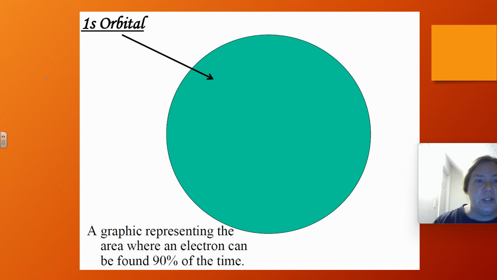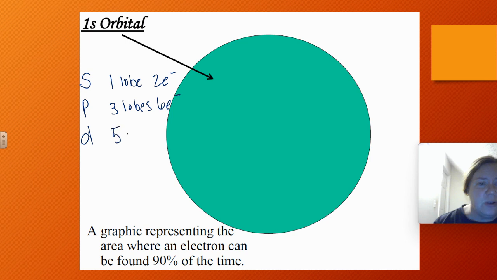But one thing I want you to remember, and you know this from using the periodic table, is an s orbital has basically one lobe that holds 2 electrons. A p orbital has 3 lobes that hold 2 electrons each for a total of 6. A d orbital has 5 lobes with a total of 2 electrons in each lobe for 10 electrons. And finally, an f has 7 lobes for a total of 14 electrons.